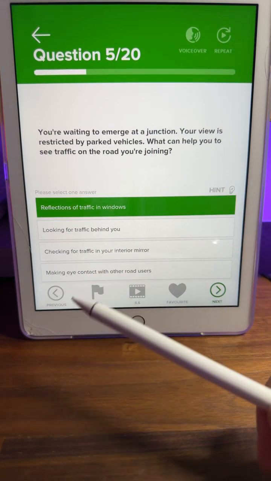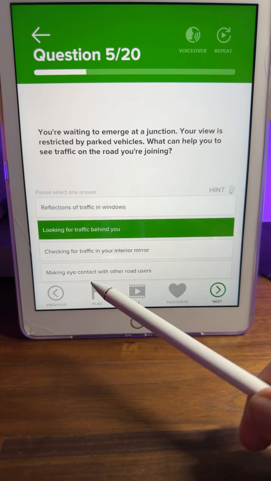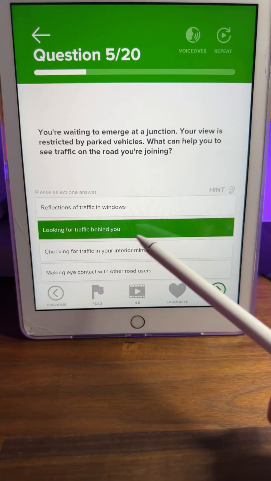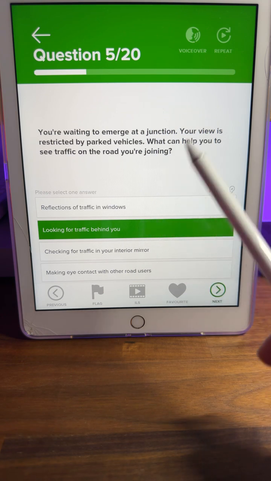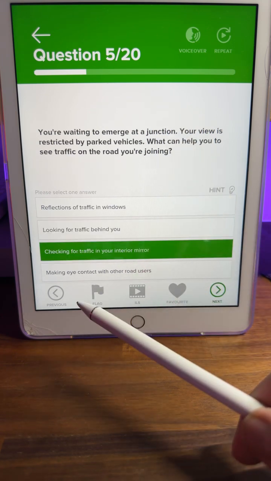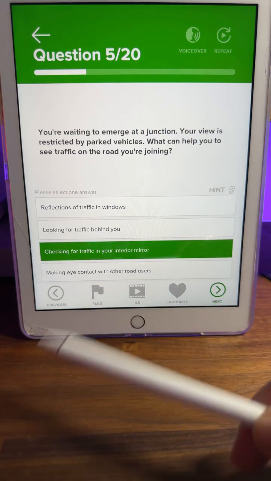Reflections of traffic in windows. That could help. Looking for traffic behind you. Well, you're going to go forward, so you shouldn't be really looking for traffic behind you when you're ready to emerge. You're waiting. Checking for traffic in your interior mirror. Again, that's looking behind you.